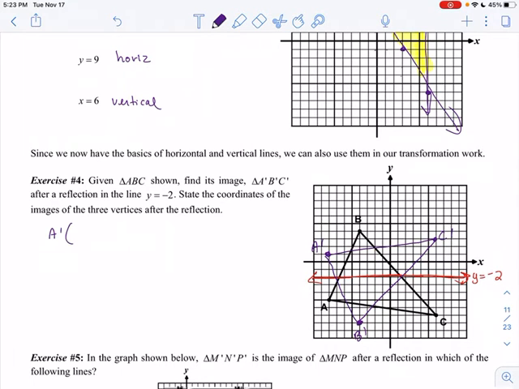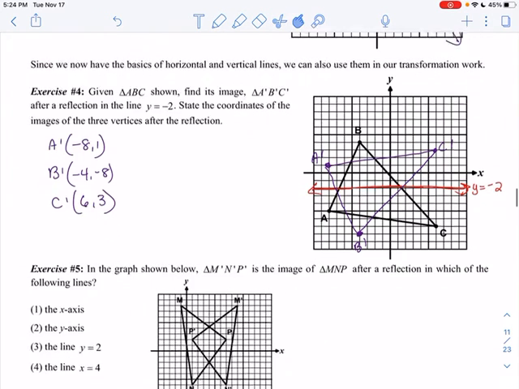And they wanted the coordinates of those points. So A prime is (-8, 1). B prime is, where is B prime? It's down here at (-4, -8). And C prime is over here at (6, 3).